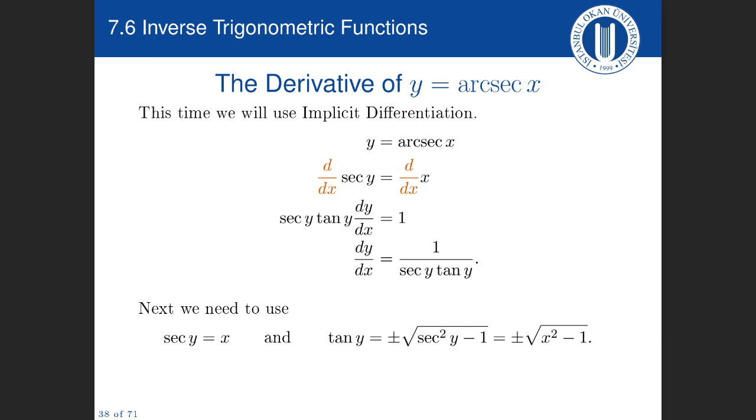But I want to simplify this. Remember, we have sec y equal to x. We know that tan y is plus or minus the square root of sec squared y minus 1. Why? Because sec squared is equal to 1 plus tan squared. And sec y is x. So that means tan y is plus or minus the square root of x squared minus 1. So far we've got dy dx is plus or minus 1 over x square root of x squared minus 1.